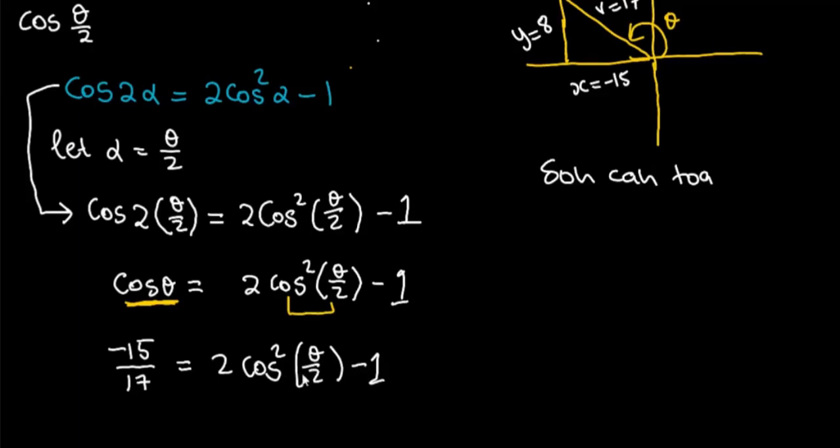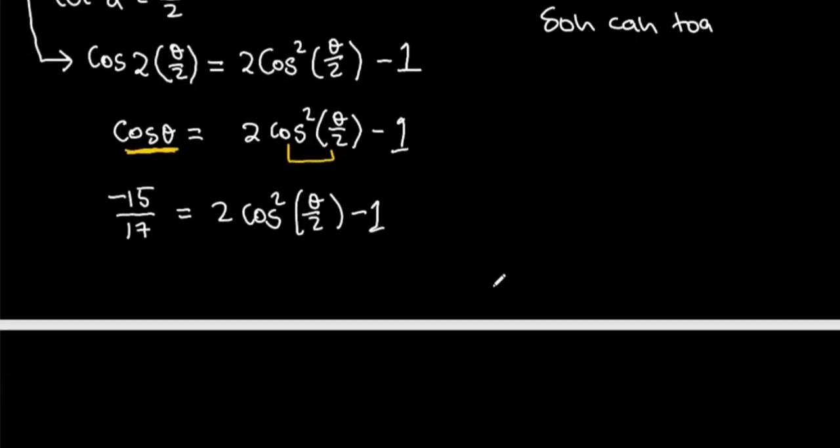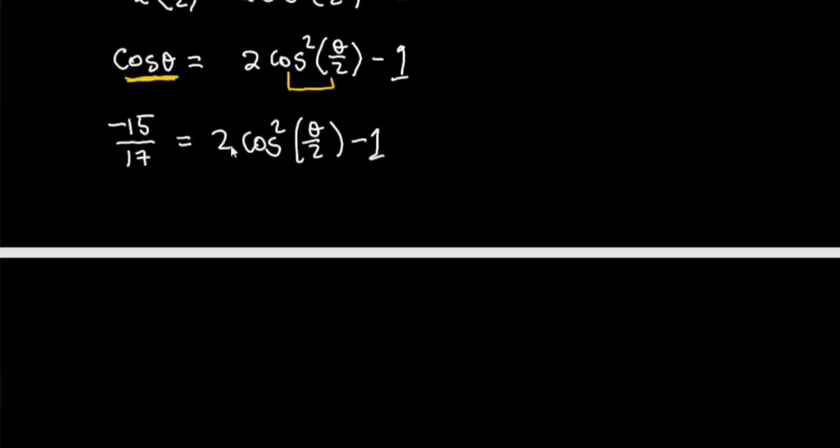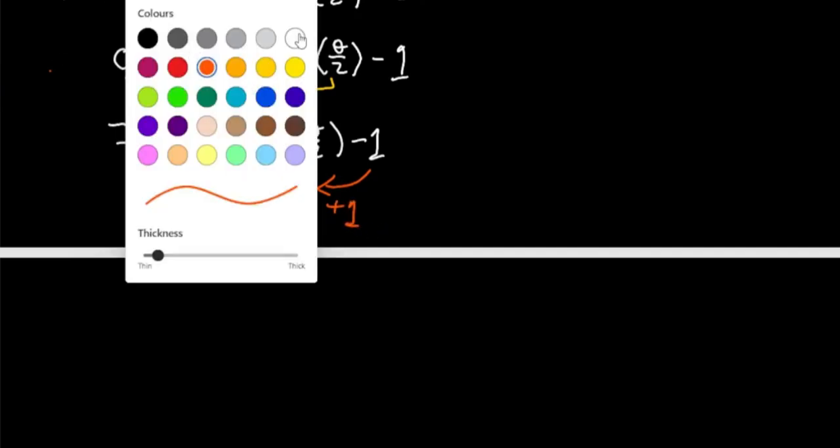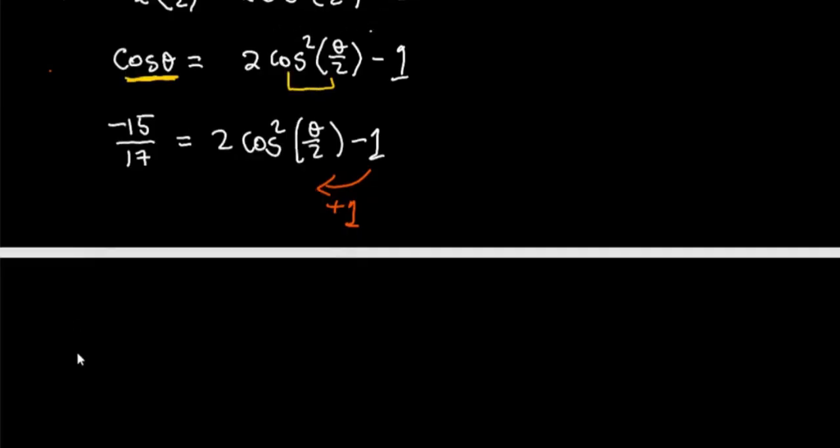So from this, what can we do next? We need to isolate the cos theta over 2. So what I'm trying to say is that we need to solve this. If I have this, I can bring the 1 to the other side. Let's bring it to the other side to be positive 1. So take the 1 to the left hand side and write this as minus 15 over 17 plus 1, and on the other side we still have the 2 cos squared of theta over 2.